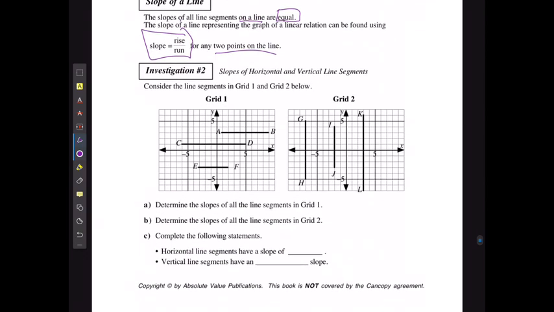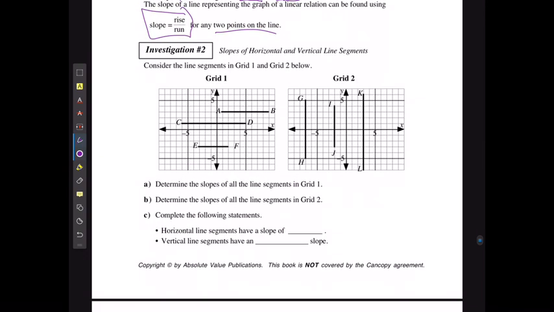If I am looking at horizontal and vertical line segments, well, if I'm determining all the slopes of line segments in grid 1, well, going from A to B, I had a rise of 0 because it doesn't change vertically, and I had a run of 1, 2, 3, 4, 5, 6, 7, 8. But 0 divided by 8 is just going to be 0.